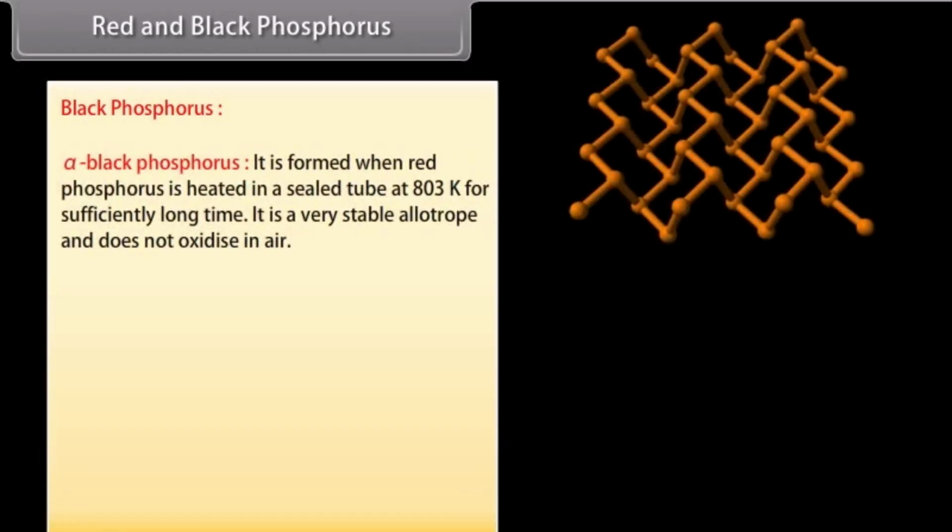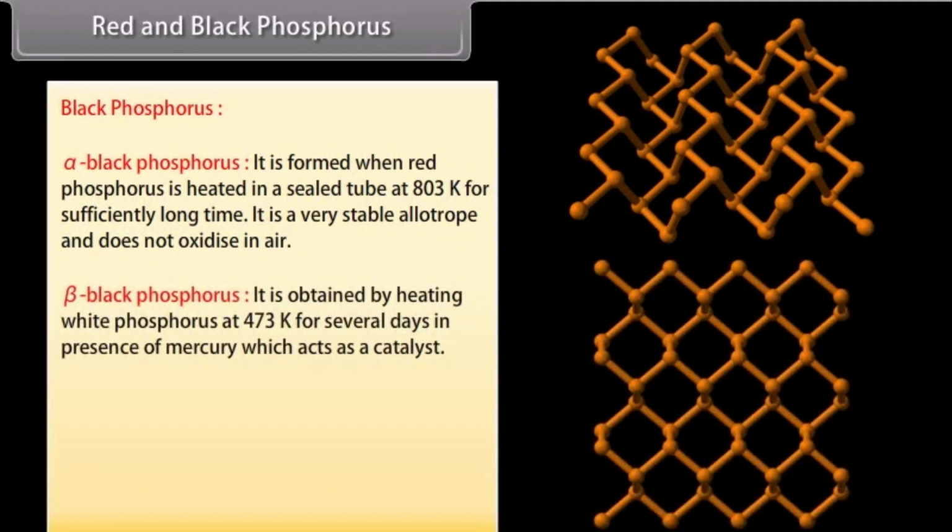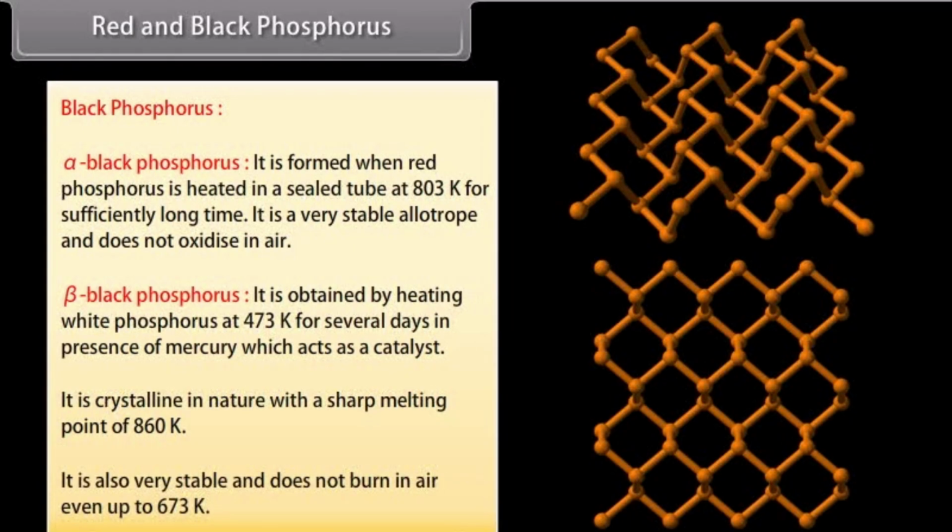Alpha black phosphorus. It is formed when red phosphorus is heated in a sealed tube at 803 Kelvin for sufficiently long time. It is a very stable allotrope and does not oxidize in air. Beta black phosphorus. It is obtained by heating white phosphorus at 473 Kelvin for several days in presence of mercury, which acts as a catalyst. It is crystalline in nature with a sharp melting point of 860 Kelvin. It is also very stable and does not burn in air even up to 673 Kelvin.